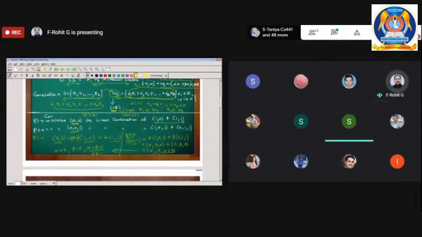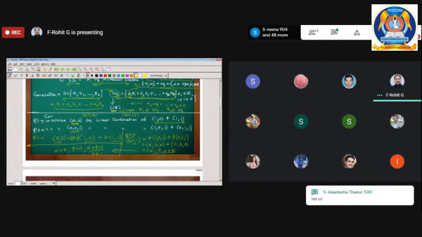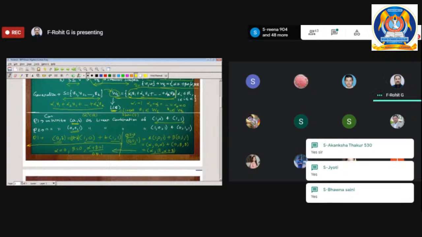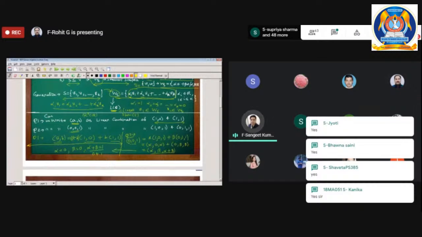Then what is your decision, or what is your answer now? Can we write this as a linear combination of 101 and 011? No. So we are not able to write it as a linear combination of 101 and 011. Are you clear, Rekha? Okay. Rest of the students, what is your opinion? Are they clear? If anybody has any doubt, please write.